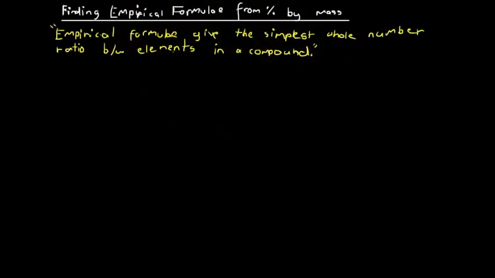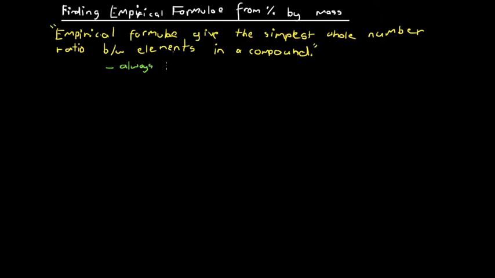So we're going to have a little bit of a talk about how to find the empirical formula of a compound once we're given the percentage by mass of each of the elements in the compound. To start off, we know that an empirical formula gives the simplest whole number ratio between elements in a compound. Empirical formulae are always used for ionic compounds because ionic compounds don't have molecules or small groups of elements.